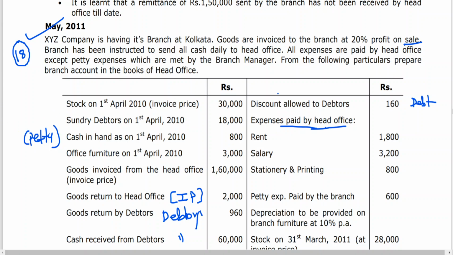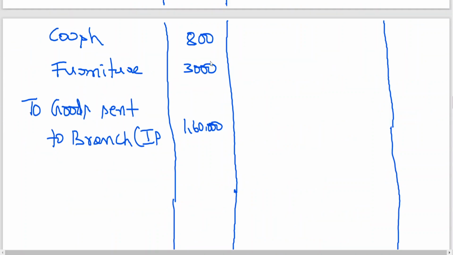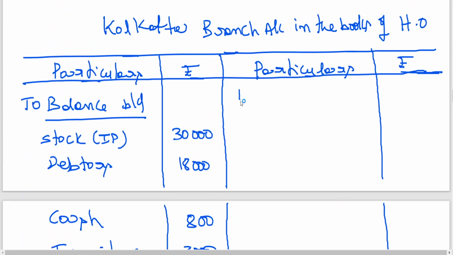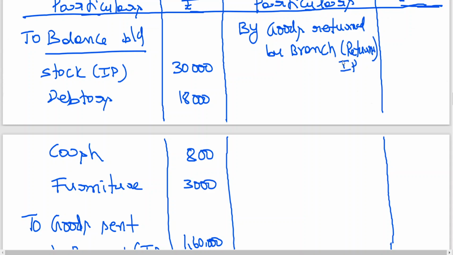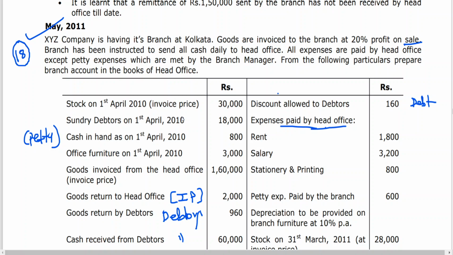Goods returned to head office will appear on the credit side, no? Same thing we write, or you can write goods sent to branch returns. Returns also at invoice price, 2000.